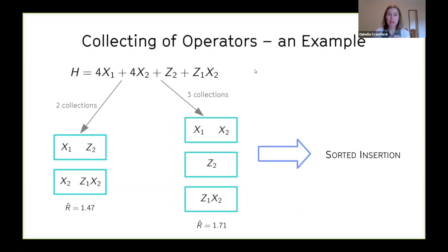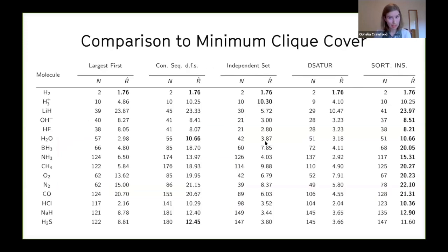Then each operator is taken in turn, inserted into an existing collection if it can be, and if not, a new collection is started. And application of this method gives the 3 collections here that gives the R hat value of 1.71. So extending this now to some real Hamiltonians for real molecular systems gives this quite dense table here.